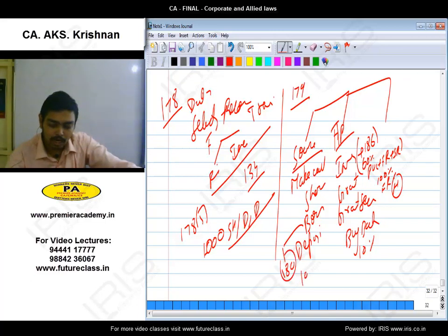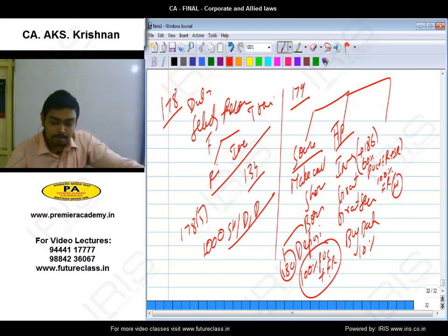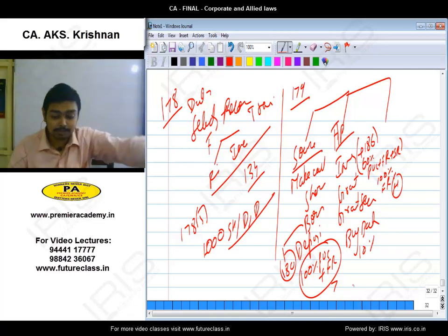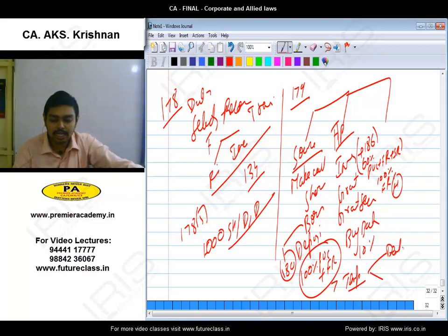And borrowings, read with section 180. Tell me, up to 100% of paid up capital plus free reserves. Correct. And the securities premium is not there. If more than that, they have to pass a special resolution, which is section 180. Temporary loans are exempted, which consist of demand loans, repayment of cash credits, bank overdraft, etc.